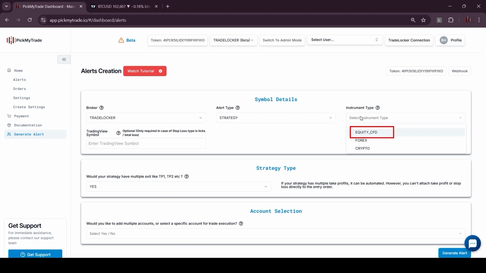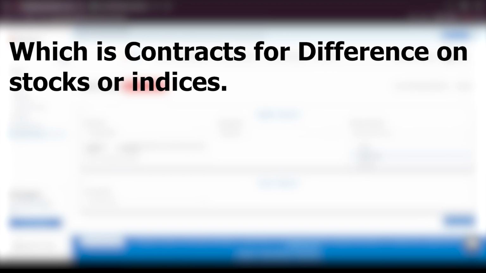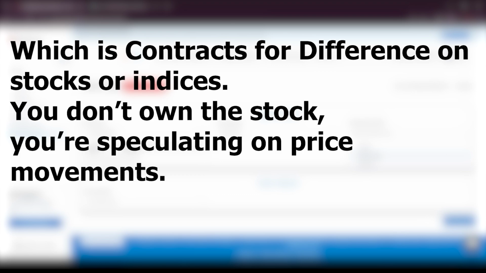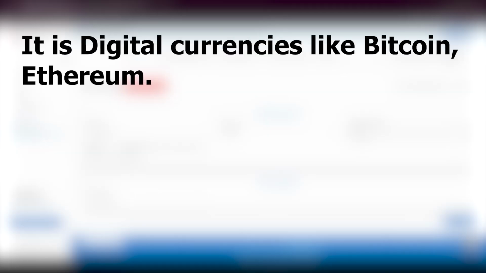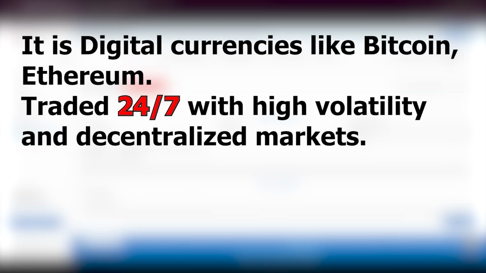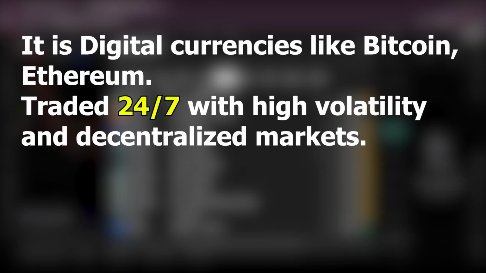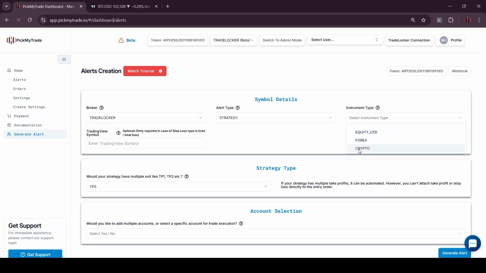The next is Equity CFD, which is a contract for difference on stocks or indices. You don't own the stock, you're speculating on price movements. The next option is Crypto. It is digital currencies like Bitcoin, Ethereum, traded 24/7 with high volatility and decentralized markets. Here we are going with Crypto.